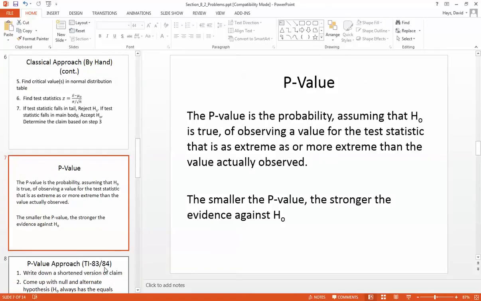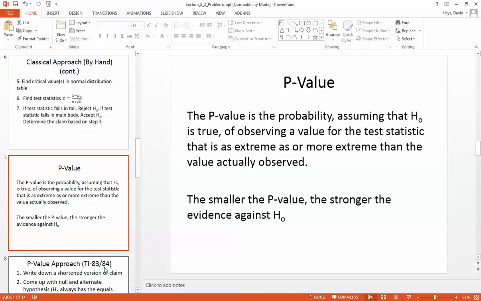Now, this note here: the p-value is the probability, assuming that H0 is true, of observing a value for the test statistic that is as extreme as or more extreme than the value actually observed. The smaller the p-value, the stronger the evidence against H0. The p-value approach has an additional benefit. Depending upon what the value of the p-value is, it'll either support H0 or be against it. So a smaller p-value means stronger evidence against H0.